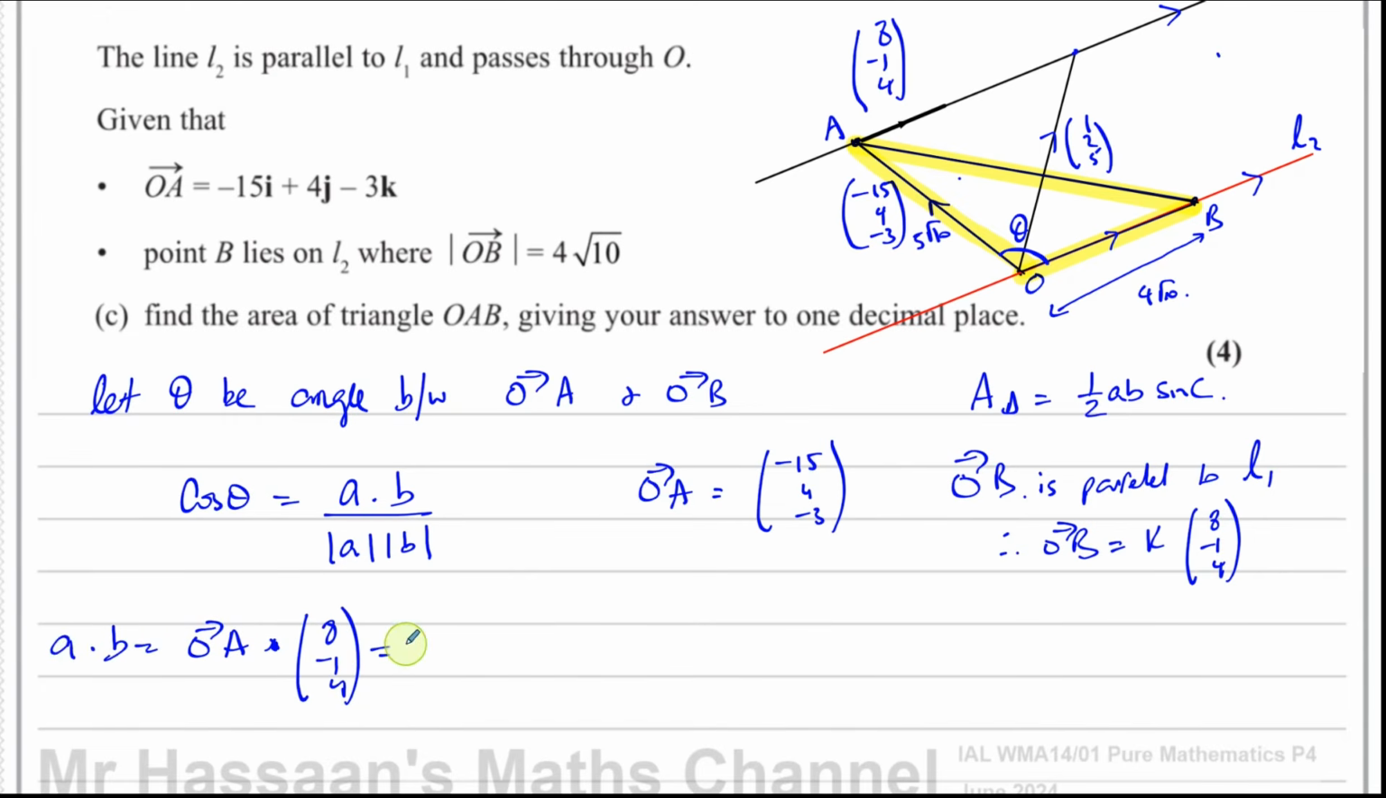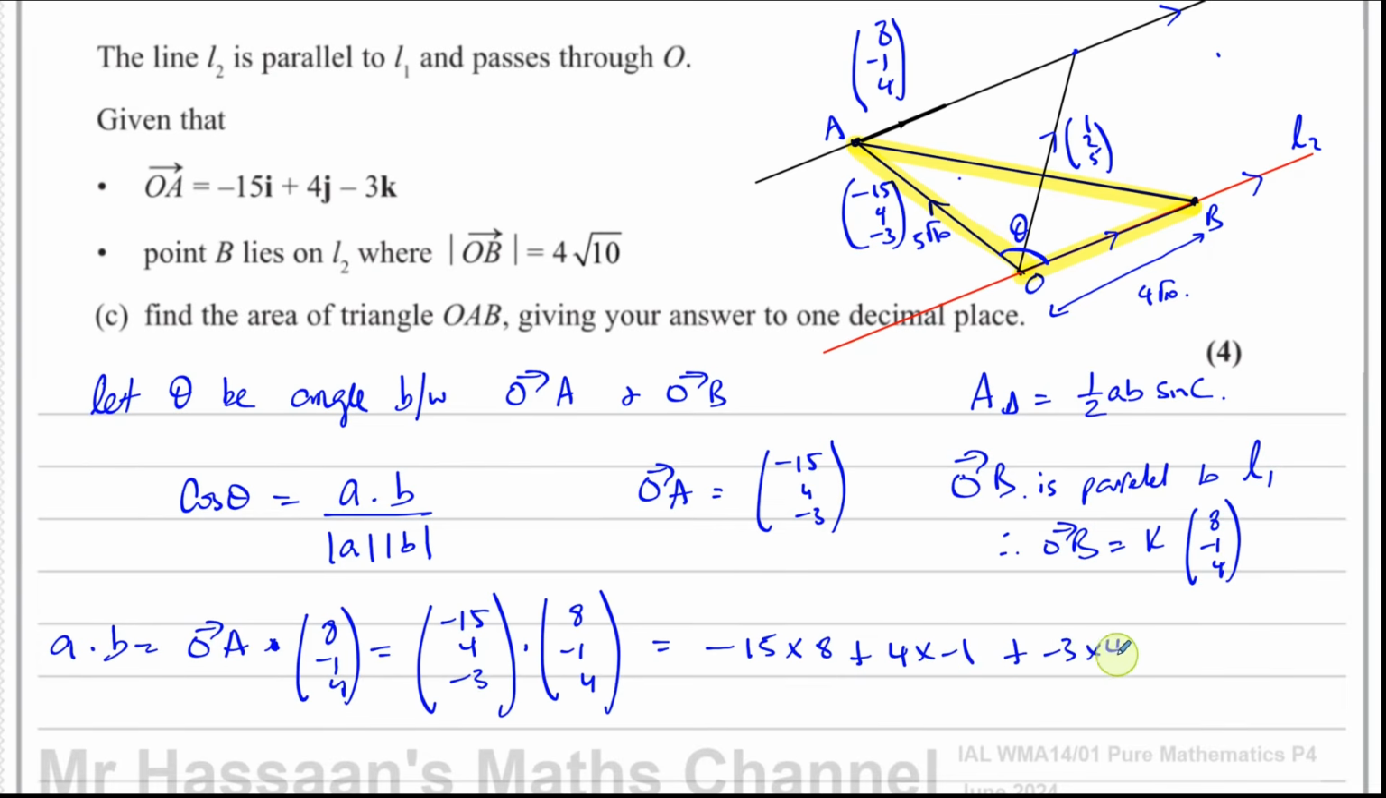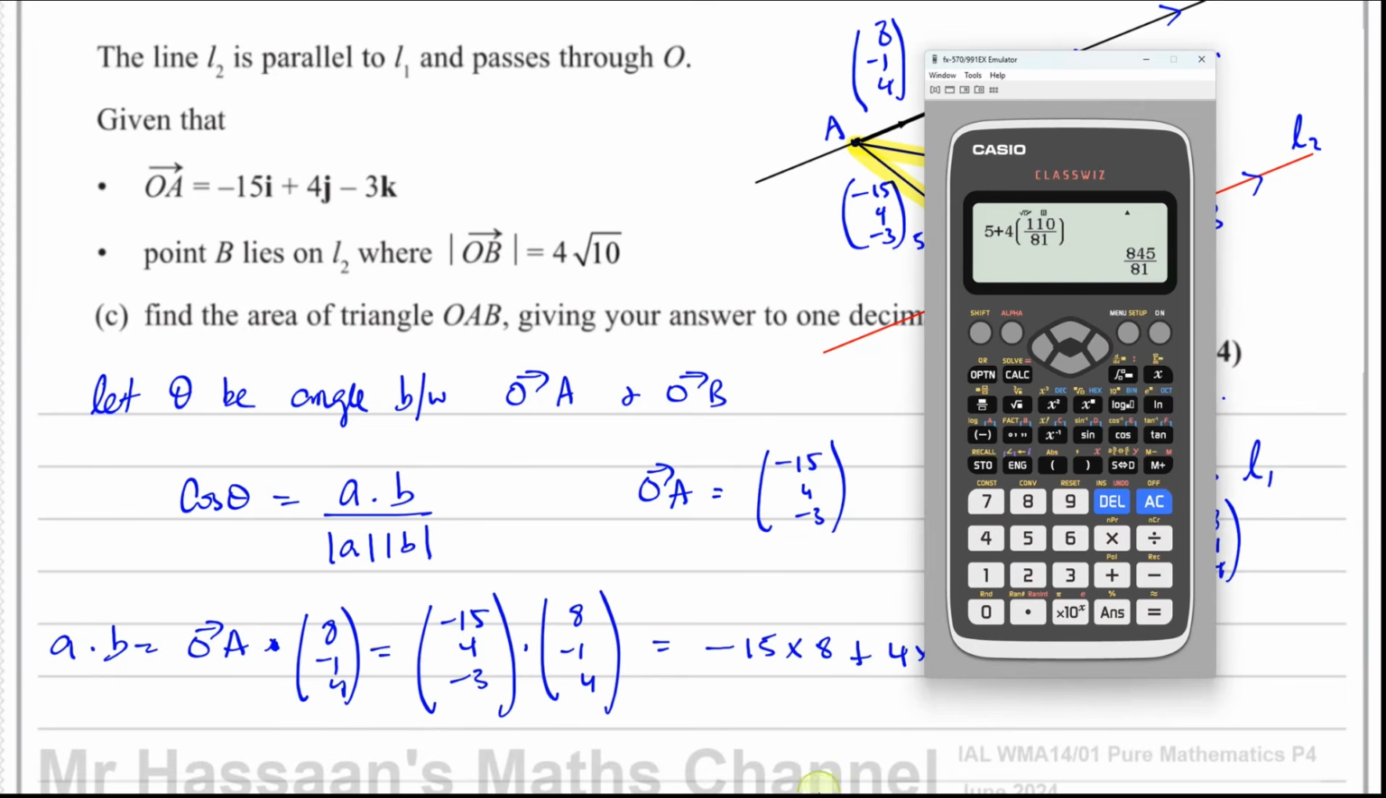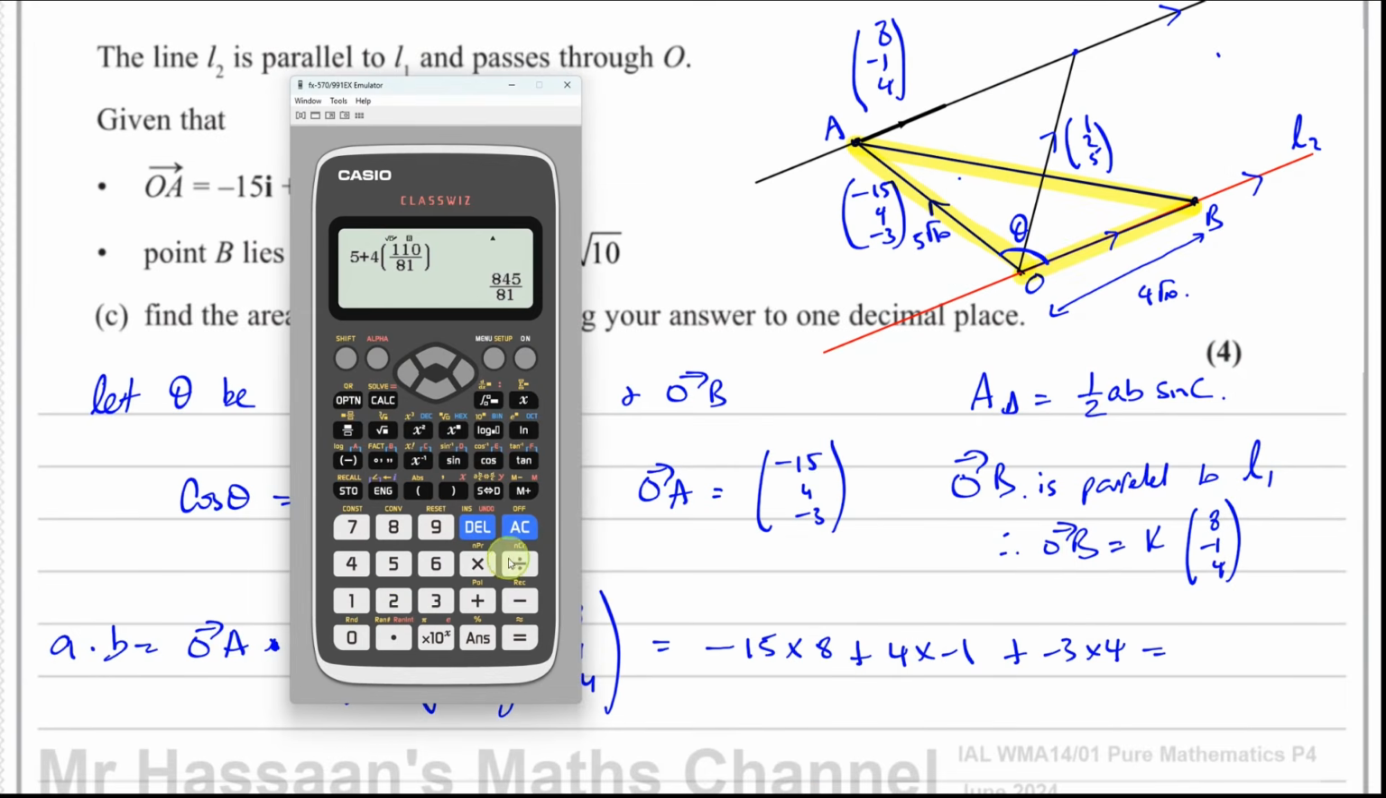A dot B is going to be given by minus 15, 4 and minus 3, dot product with 8, minus 1, 4. And how do you find the dot product? You multiply the i components together, so minus 15 times 8, plus 4 times minus 1, plus minus 3 times 4. So let's put that in here and see what we get. We have negative 15 times 8, plus 4 times minus 1, which is minus 4.